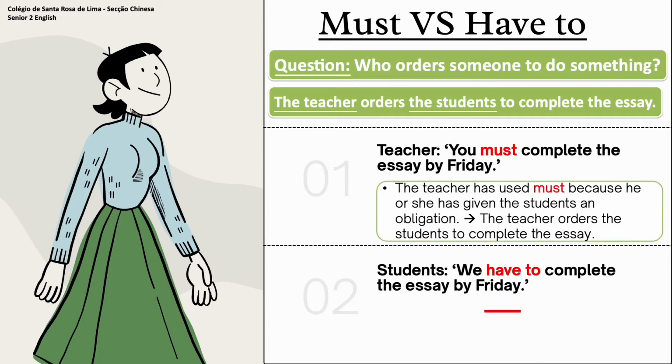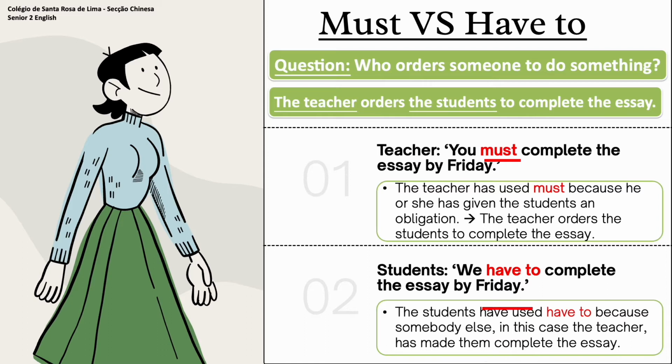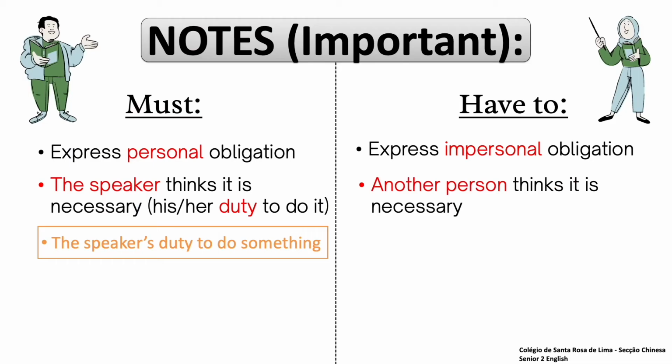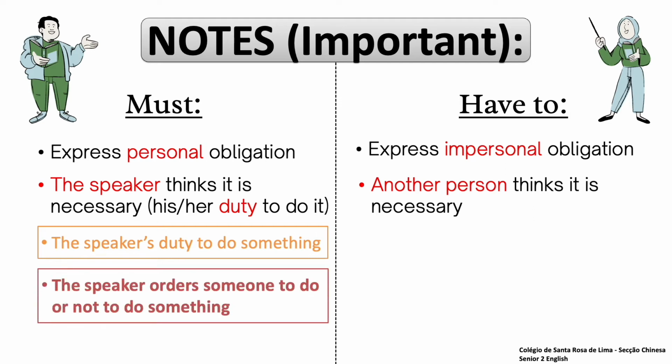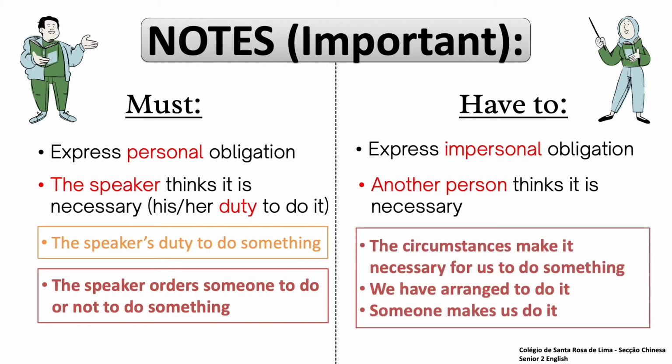The teacher has used must because he or she has given the students an obligation. The teacher orders the students to complete the essay. And the students have used have to because somebody else, in this case the teacher, has made them complete the essay. The second difference between must and have to is that must is used when the speaker orders someone to do or not to do something. However, we use have to when the circumstances make it necessary for us to do something, or we have arranged to do it, or someone makes us do it.